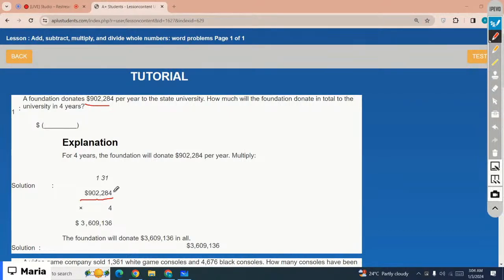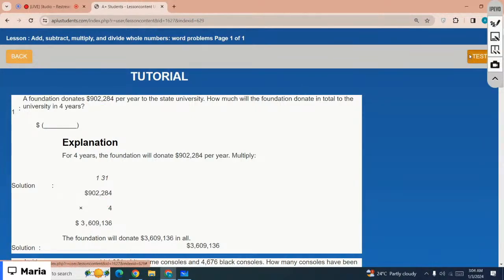So just multiply 902,284 times 4, right? So 4 times 4 is 16, write 6, 1 carry. 4 times 8 is 32 and 1 is 33. Write 3 over here and carry 3. 4 times 2 is 8 and 3 is 11, 1 here and 1 carry. 4 times 2 is 8 and 1 is 9. 4 times 0 is 0 and 4 times 9 is 36. That means in 4 years they will donate $3,609,136, right? Let's just start with the test question.